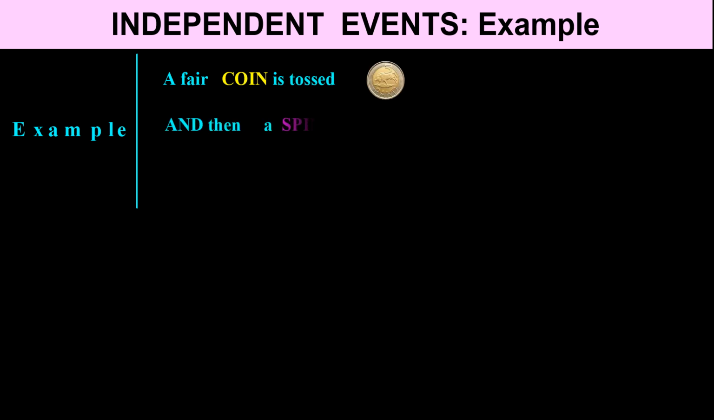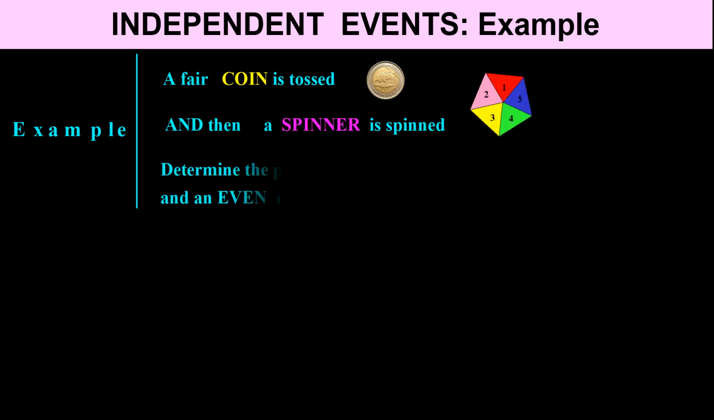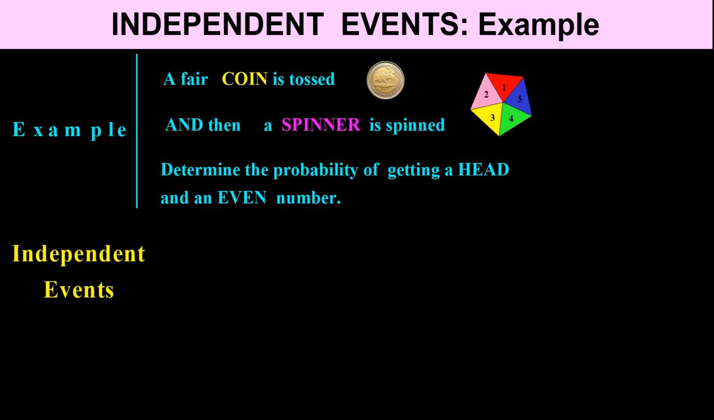Let's look at another example here. Here we have a fair coin that is being tossed, and then a spinner is spun with the 5 numbers 1, 2, 3, 4, 5, and we want to determine the probability of getting a head and an even number. Now you can see those two events are independent. Whether the coin lands heads or tails doesn't affect the spinner, so they are independent events.